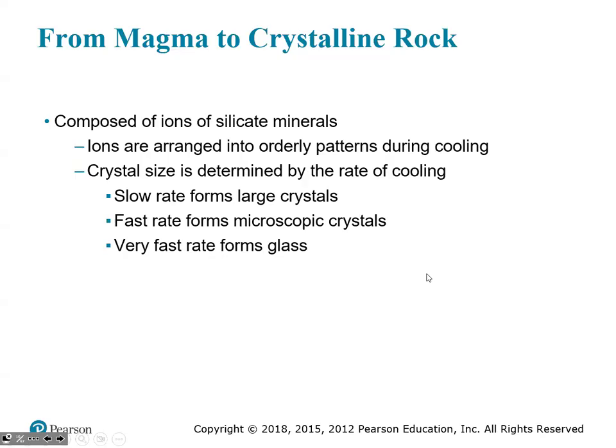So if you cool down slowly over a long period of time, you can build large crystals. But if you cool down very fast, all the crystals that form are very small. So a slow rate will form large crystals, a fast rate forms microscopic crystals, and a very, very fast rate will form a glass. No crystals will have a chance to form at all. They cool down so fast that it basically just locks the disordered liquid state in place.